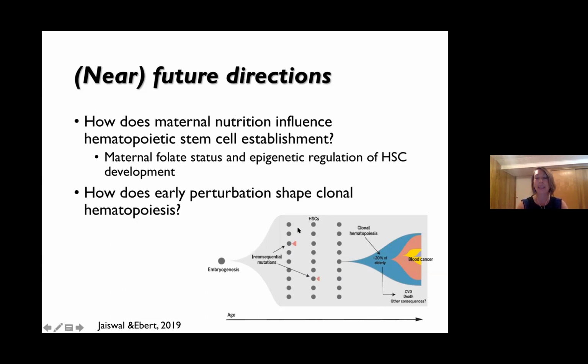Now, what I'm particularly interested in from a fetal hematopoiesis context is the part that most people ignore, which is how does establishment of a very heterogeneous HSC compartment shape susceptibility to clonal hematopoiesis. And so I'm very interested in pursuing this question with the systems that we have.